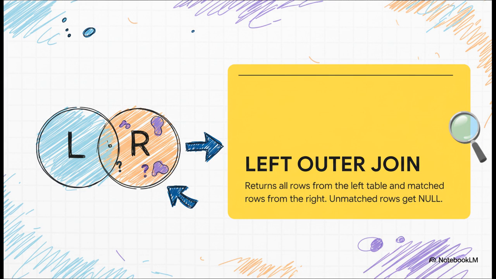Its entire purpose is to solve this exact problem. It's basically telling the database, hey, give me everything from that first or left table, no matter what. Then try to find matching stuff in the second table. If you find a match, awesome. If you don't find one, just put null in those spots.